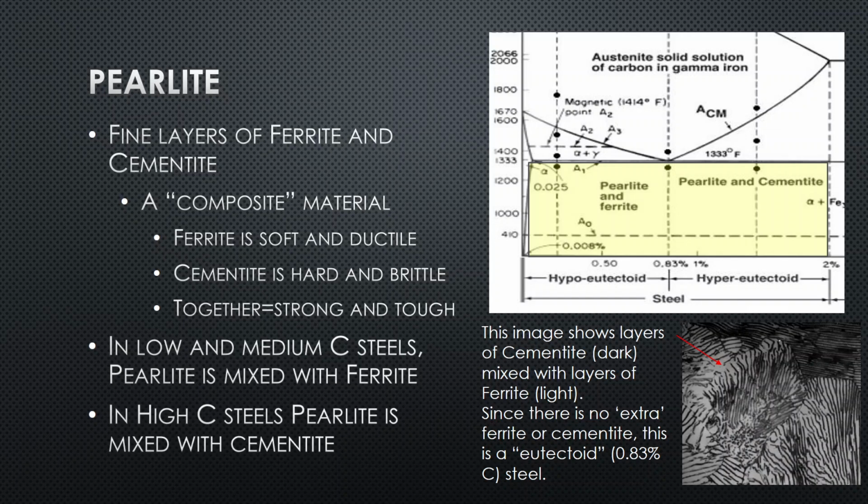Okay, down in this corner, this image shows layers of cementite in the dark material mixed with layers of ferrite in the light material. Now, this photograph is probably zoomed about 100 times in right there. And this has been produced by taking a sample of steel, slicing it, and polishing it, and then etching it. And you use an etchant that attacks the cementite more aggressively than it attacks the ferrite. So you can see that the black lines right here are the cementite.